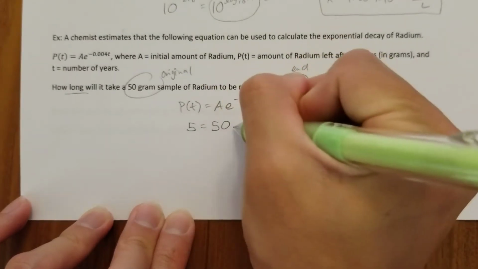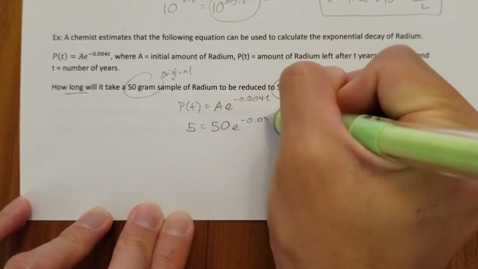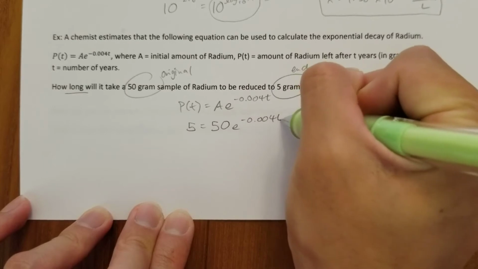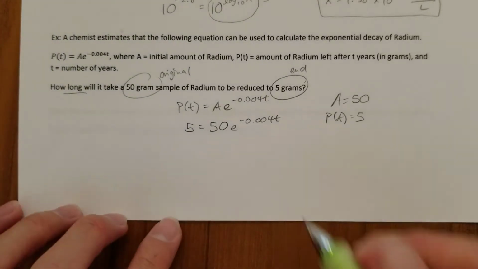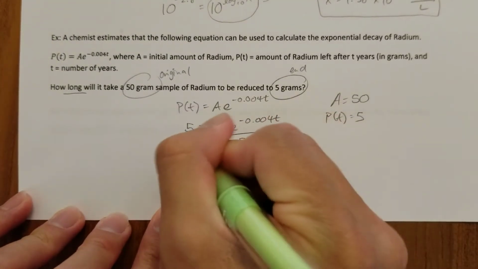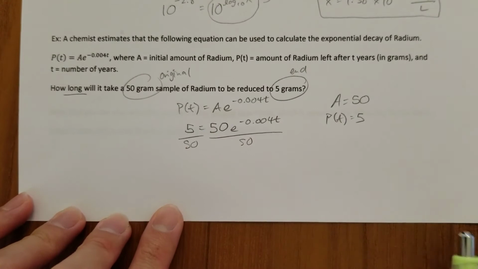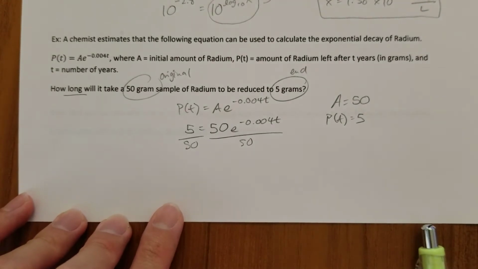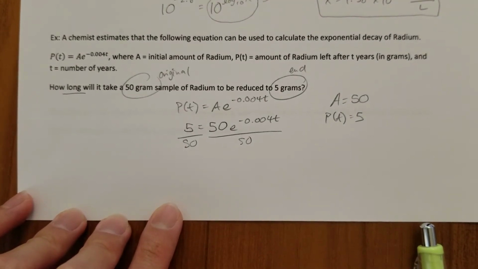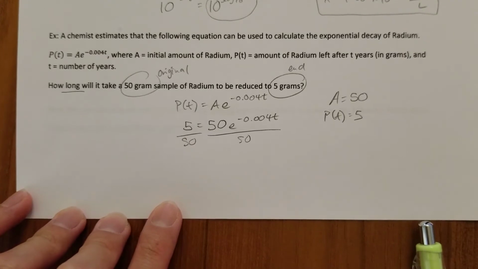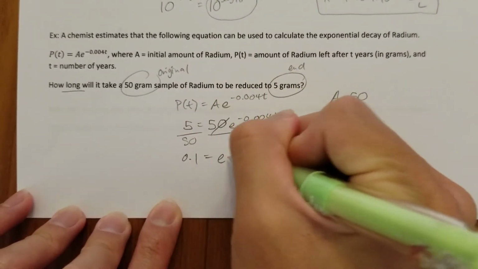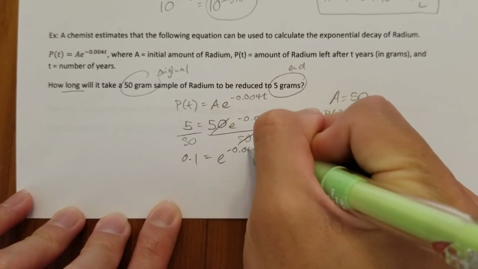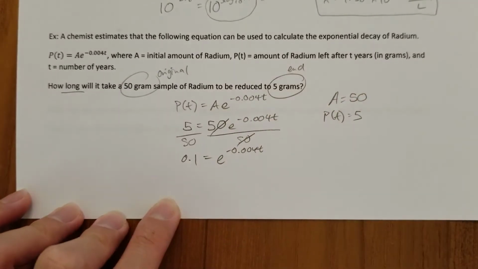5 equals 50 times e raised to negative 0.004 t. What I see here is that we can divide both sides by 50. 5 divided by 50 should be 0.1. Let me double check. Yes, 0.1. So 0.1 equals e raised to the negative 0.004 t.